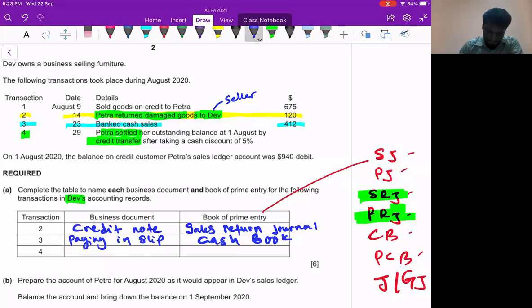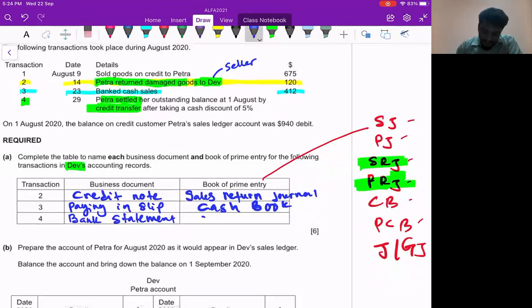It's from the bank statement. From the bank statement only, we will know the credit transfer took place. And since it's a payment, it goes to the cash book. Understand or not? Any problem? Okay, no problem. We continue.